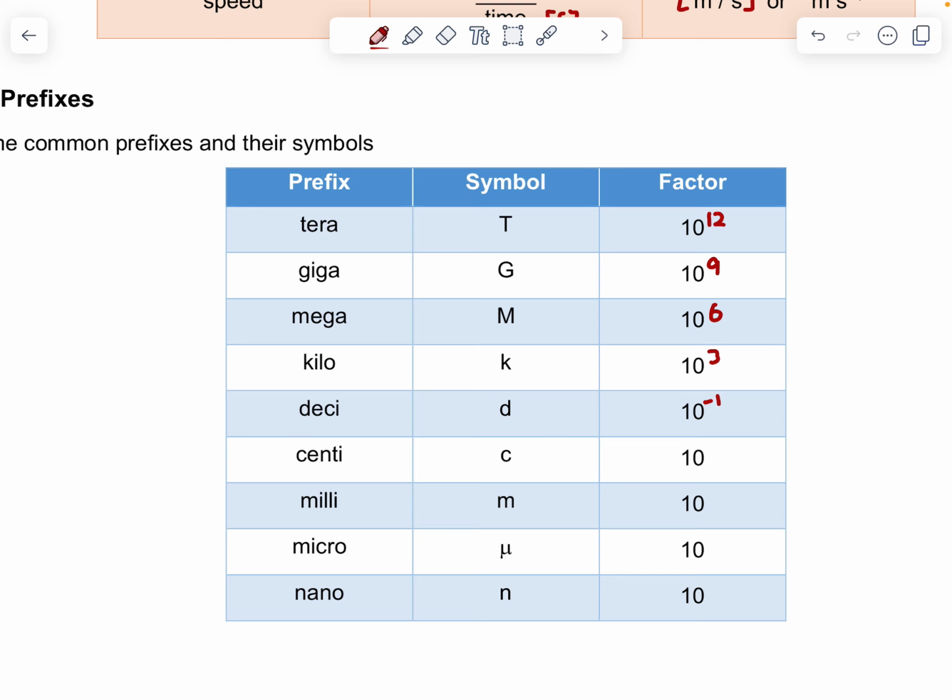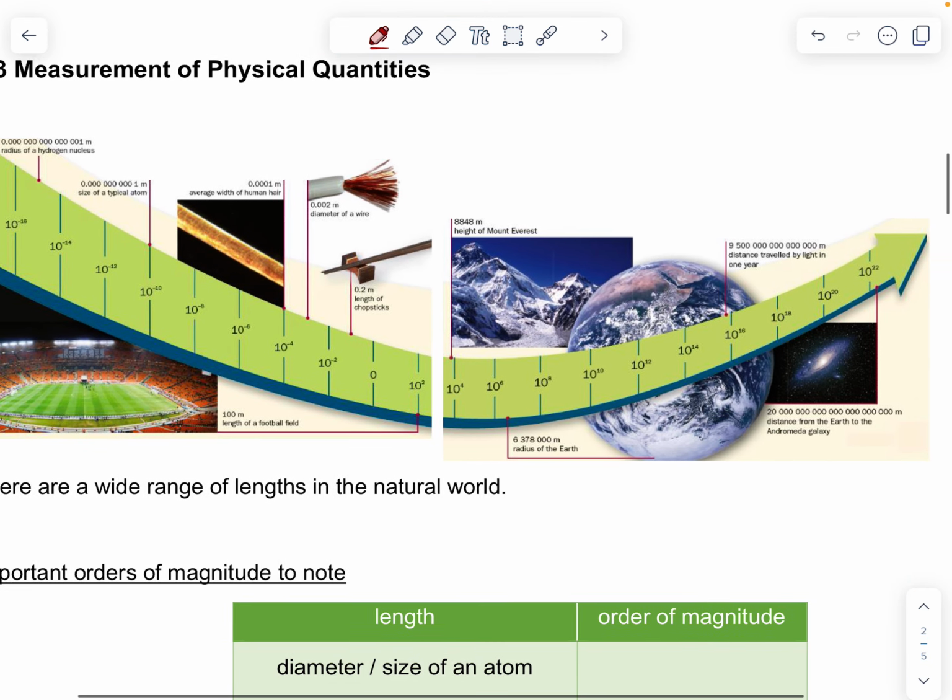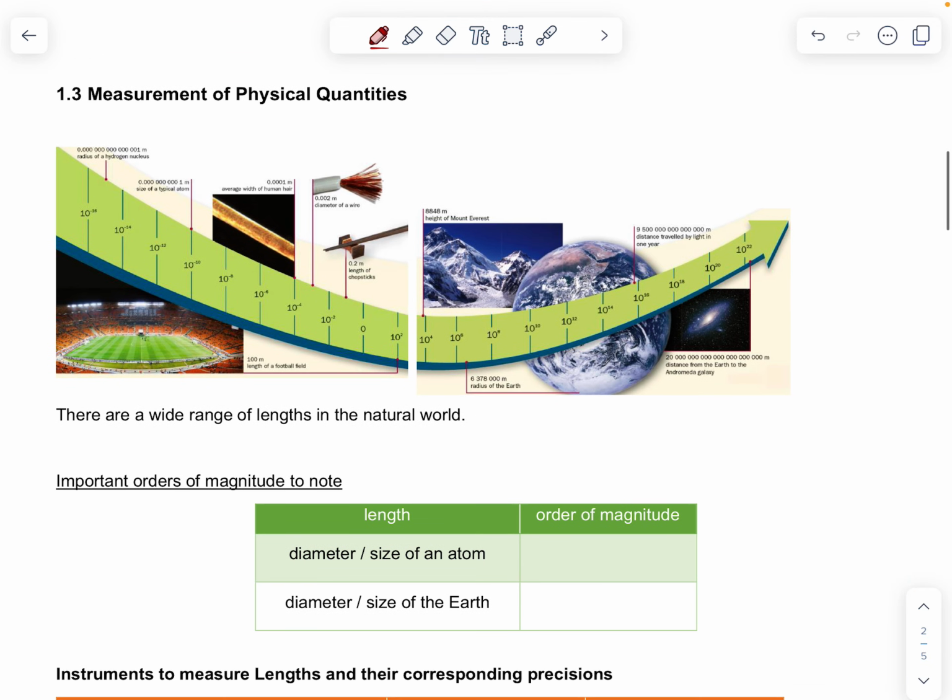Deci, minus 1. Centi, minus 2. Milli, minus 3. Micro, minus 6. And finally, nano, minus 9. These are the only prefixes that you need to memorize. Next, let's look at different physical quantities that you also need to memorize.